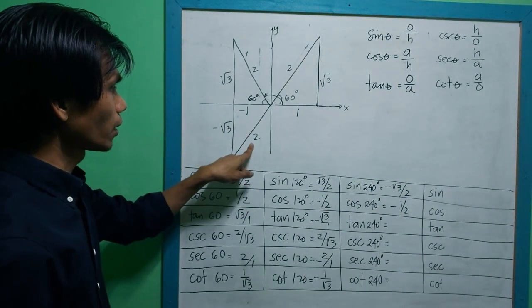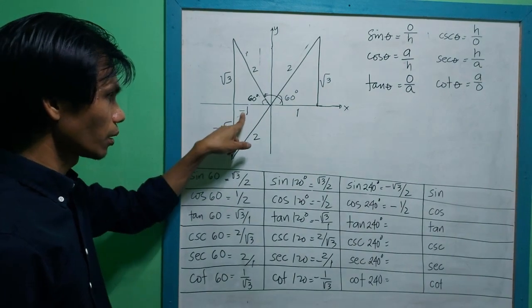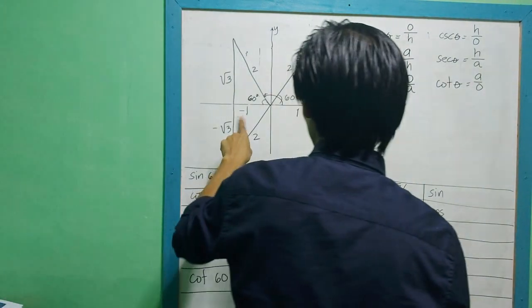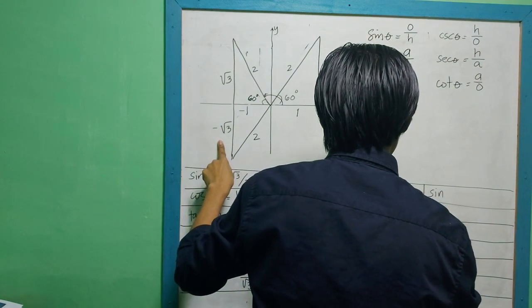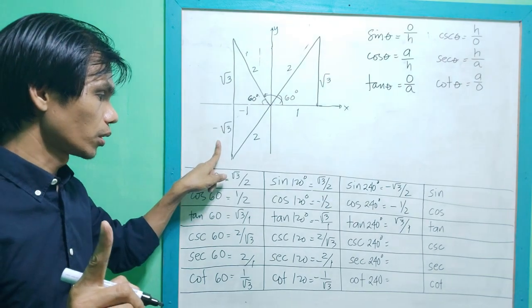And then, tangent natin is opposite over adjacent. So, negative over negative is positive. So, therefore, we have square root of 3 over 1. Pero positive na siya. Okay?